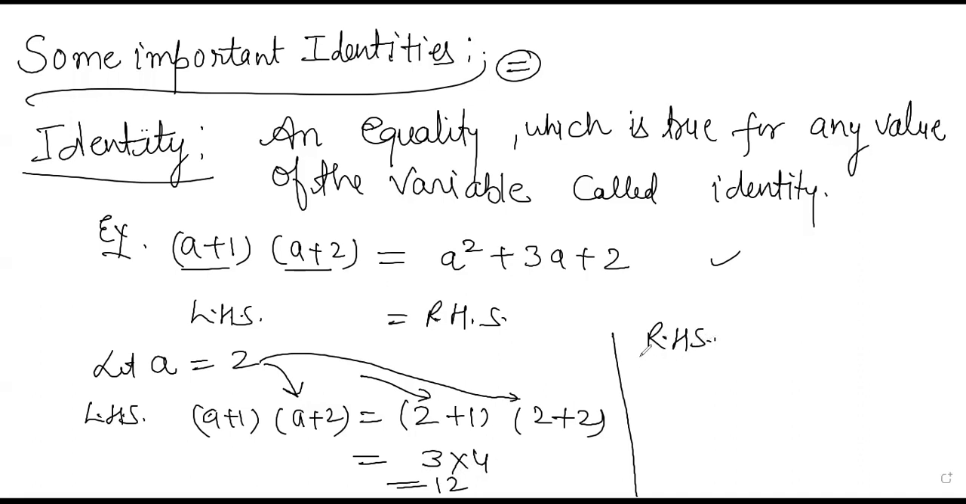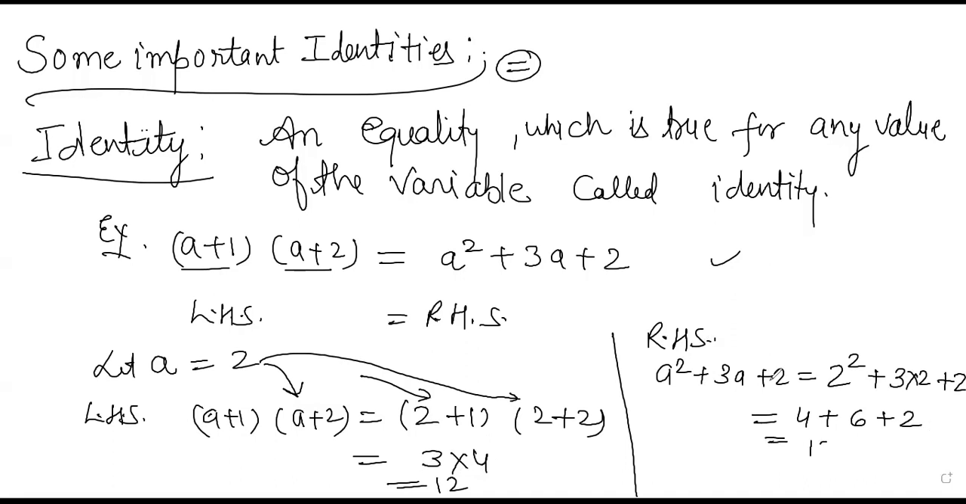And I am talking about RHS, which means right hand side. It is given as a square plus 3a plus 2. Now put down the value of a, that is 2 square plus 3 into 2 plus 2. 2 square is 4, 3 twos are 6, plus 2. Now 4 plus 6 is 10, plus 2 is 12. Now the left hand side and right hand side are equal, so we can say that this is an identity. Some special identities are in mathematics.